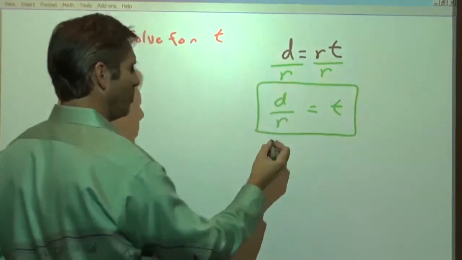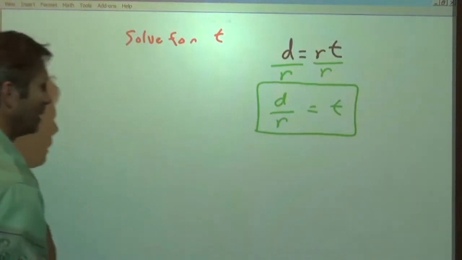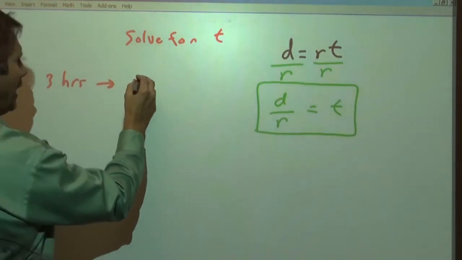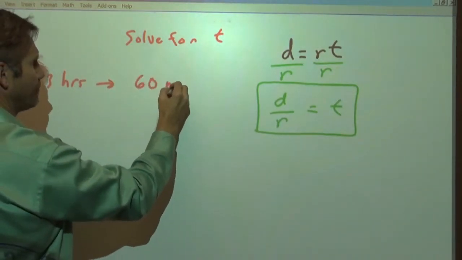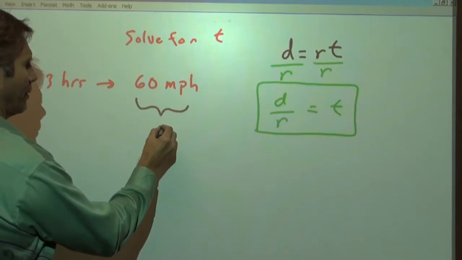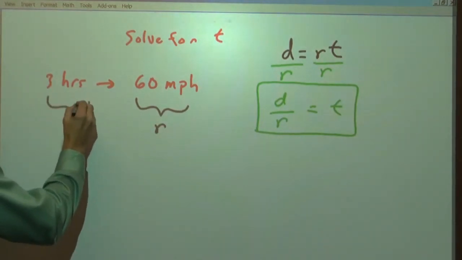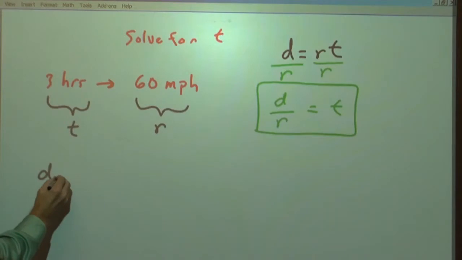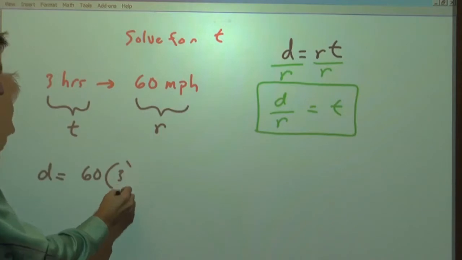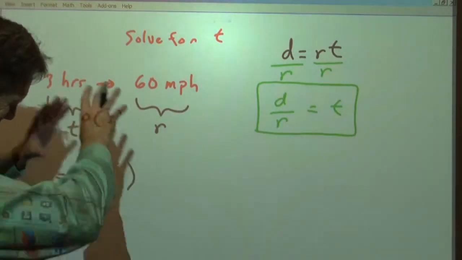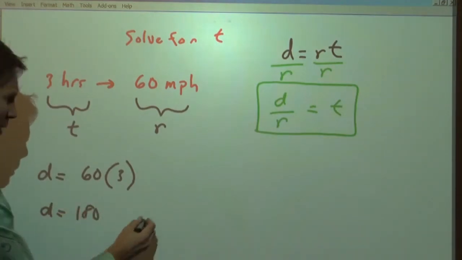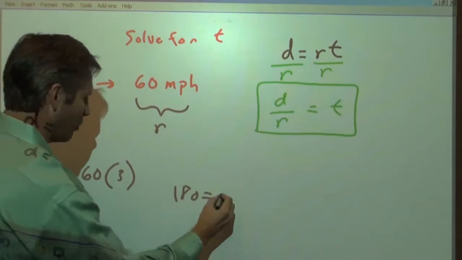We know that this works because if we actually did some problems, let's suppose we traveled for 3 hours and we were traveling at 60 miles per hour. Well, if that were the case, this is our rate and this is our time. So our distance would equal our rate of 60 times our time of 3. Don't tell any science teachers I'm leaving off the units just so we can get through this quickly. Distance would equal 180.